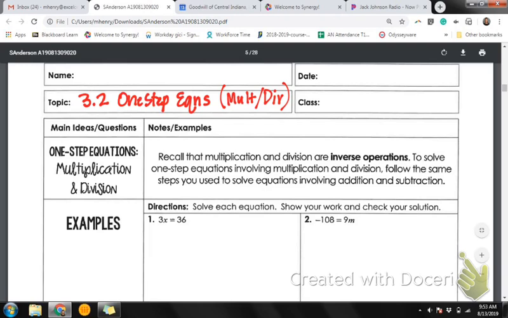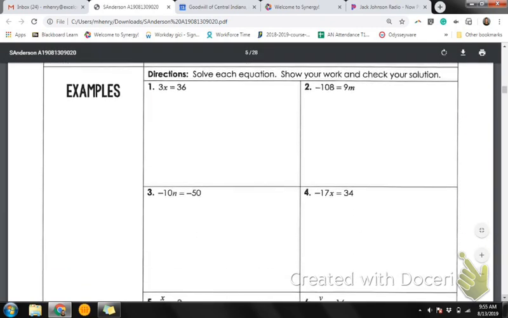It says, recall that multiplication and division are inverse operations. Remember, that's our first vocab phrase, inverse operations. To solve one-step equations involving multiplication and division, follow the same steps you use to solve equations using addition and subtraction. So we're going to be doing the exact same thing as far as our steps are concerned. Who remembers what our first step was in the previous lesson? Locate the variable. So, in number 1, the variable is right here next to that 3.